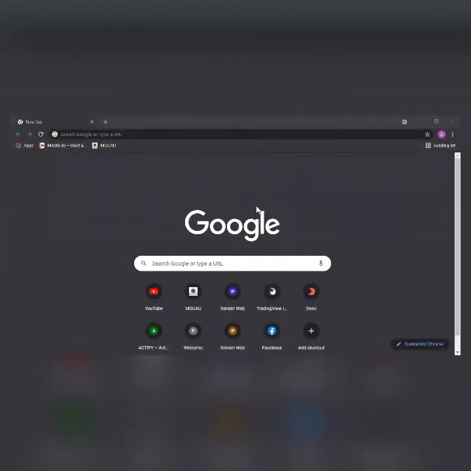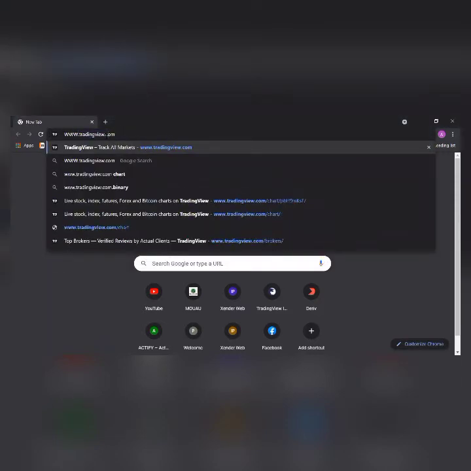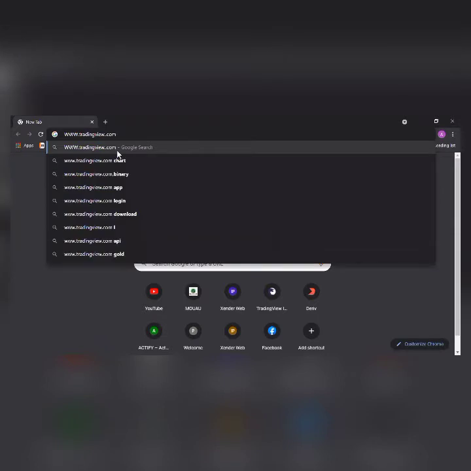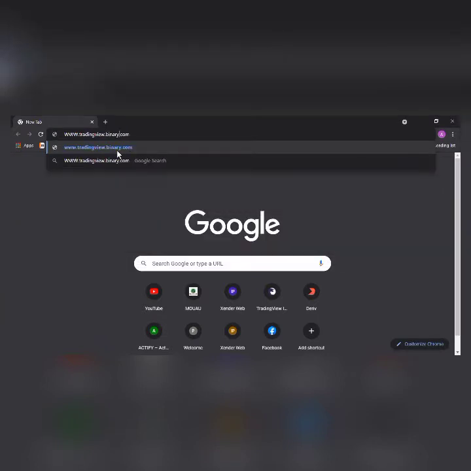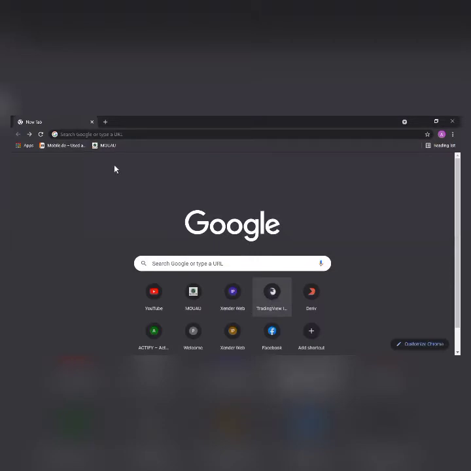Yes, I can see. All right, so to go to Boom and Crash on TradingView, you go to tradingview.binary.com. I don't know why this thing is not actually loading. All right, perfecto. So tradingview.binary.com, and here it is.